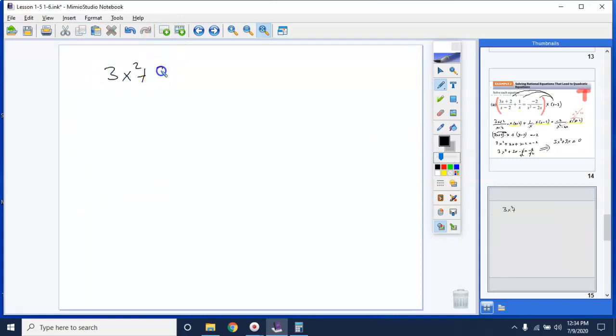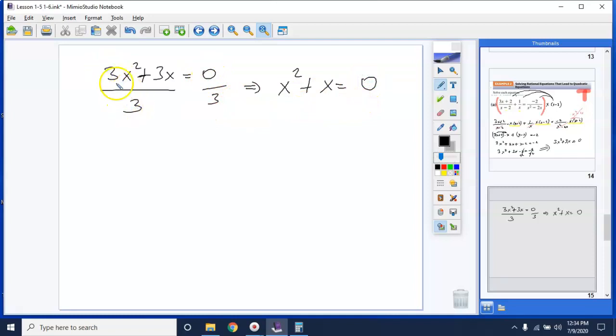3x squared plus 3x equals 0. To solve this, there are a couple of ways, but I want to take a shortcut over here. I want to get rid of those 3's first. I want to divide every single term by 3. So it's going to be x squared plus x equals 0 divided by 3, which is 0.